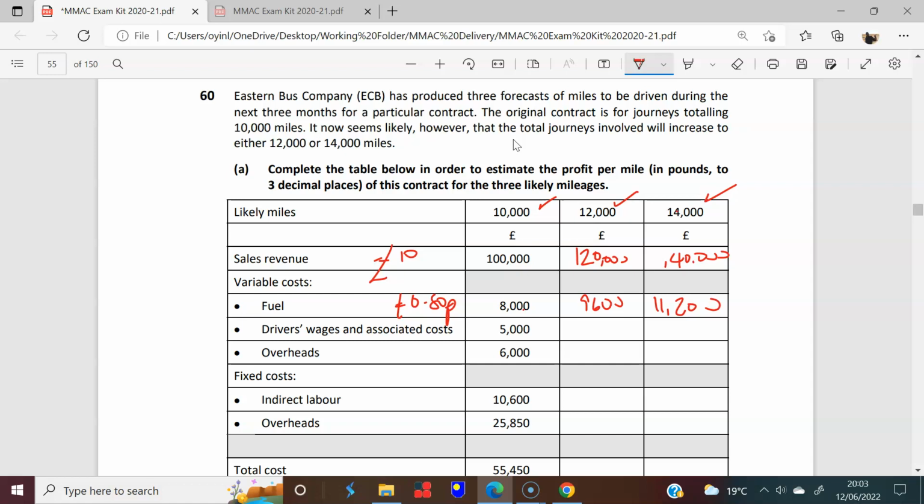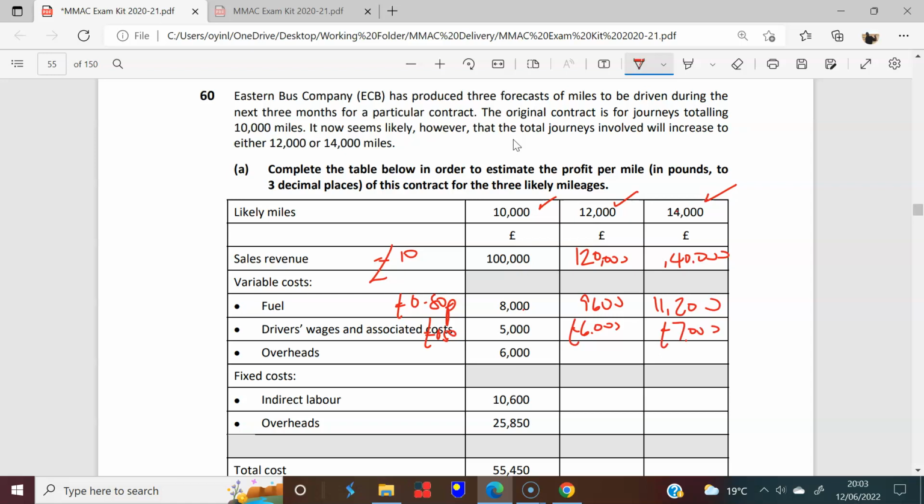When you look at the wages, that's £5,000 being spread over 10,000 miles. That's 50p, isn't it? And so you can say 50p times the 12,000, which is a nice half, isn't it? By now, hopefully, you're used to all of this. And you have 50p times the 14,000, which is 7,000.